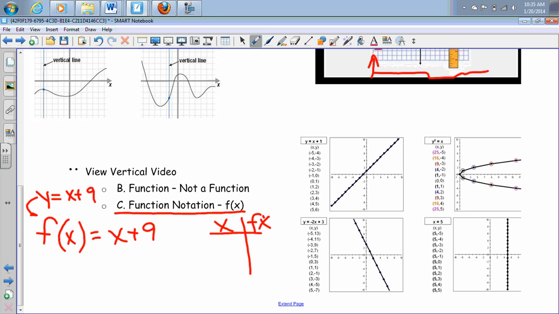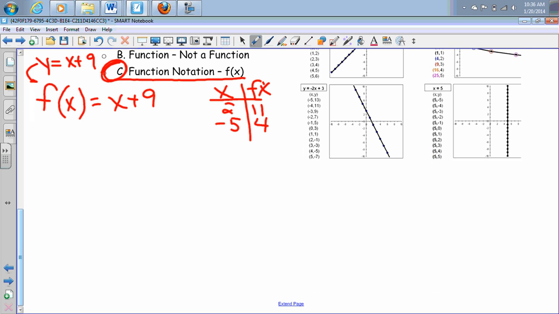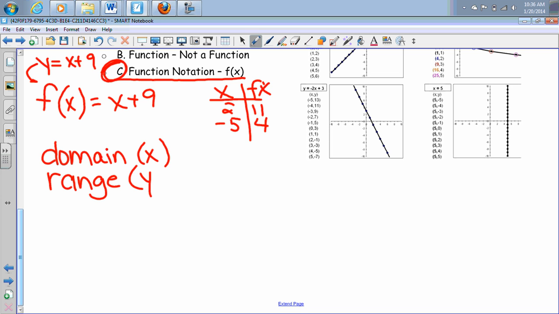If x is 2, f of x, 2 plus 9 is 11. If x is negative 5, negative 5 plus 9 is 4. So function notation, you need to be familiar with what that means. And f of x. What's going to happen is they will probably give you the domain. Remember, the domain is your x value. And you need to find the range. And remember, the range is your y, also now known as f of x value.